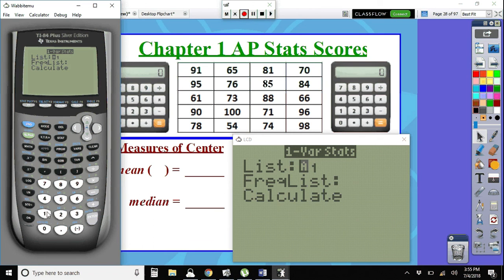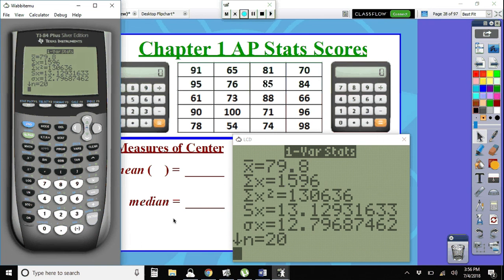If you look above 1, 2, 3, 4, 5, and 6 on your keypad, you'll see a blue L1, a blue L2, all the way to a blue L6. And so let's say I had my numbers in list 2. Well, then I can just press 2nd and 2, and that's the shortcut for list 2. So since my list was really list 1, I'm going to go back and do 2nd 1 to get list 1. Frequency list, we're going to leave that alone. Just leave it blank. If there's something in there, clear it out. And then we're just going to go to Calculate.